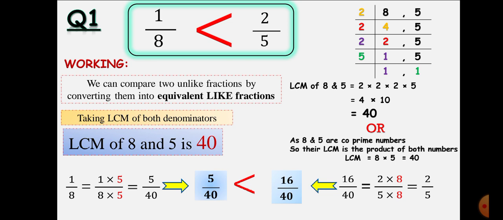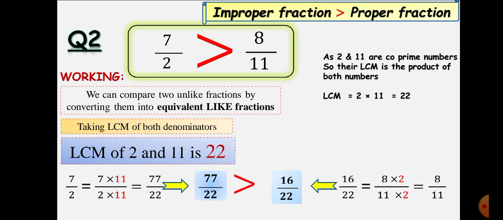Now you have to look at the numerator. The greater the numerator, the greater the value. That means 16 is greater than 5, so 16 over 40 is greater than 5 over 40. That basically means 1 over 8 is smaller than 2 over 5, and 2 over 5 is greater than 1 over 8.